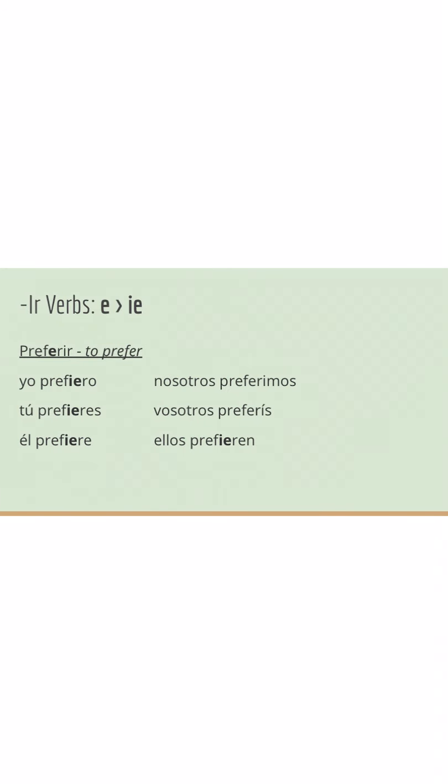So here we go. Preferir. This is considered to be an E to IE stem change. We see this second E in the stem changes. So we have yo prefiero, tú prefieres, él prefiere. We see the nosotros preferimos. Remember, it is still the nosotros and vosotros forms that are unaffected by that stem change. And then my ellos prefieren.